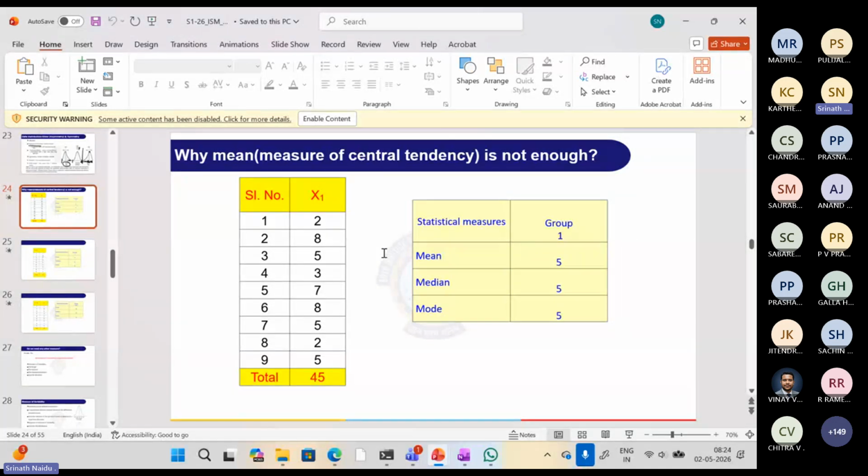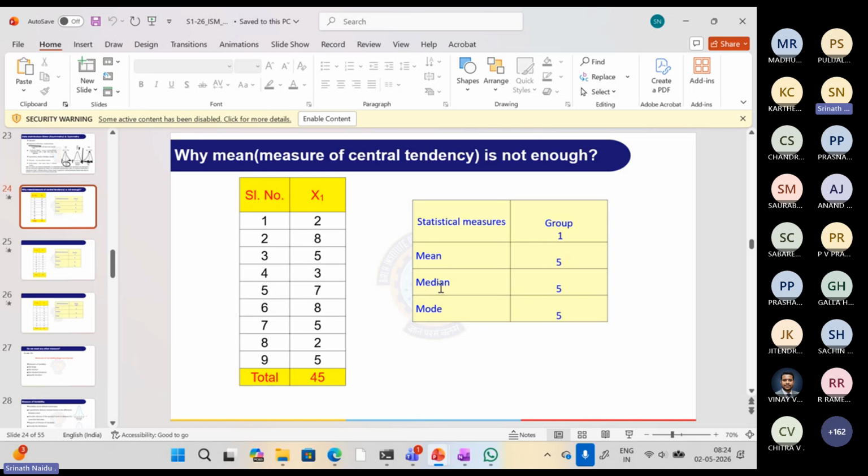So what we'll do here is take a bunch of numbers. It will turn out that the mean, median, and mode are the same for all the distributions of numbers that we are going to talk about here. For example, you have about 9 numbers here. The mean is 2 plus 8 plus 5 plus 3 plus 7 plus 8 plus 5 plus 2 plus 5 divided by 9, which turns out to be 5. That is 45 divided by 9.